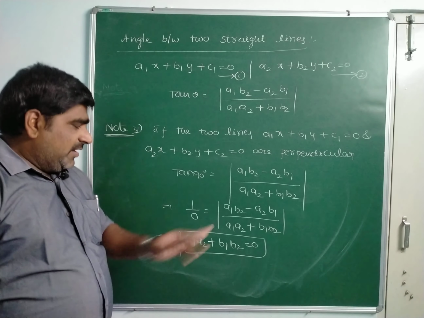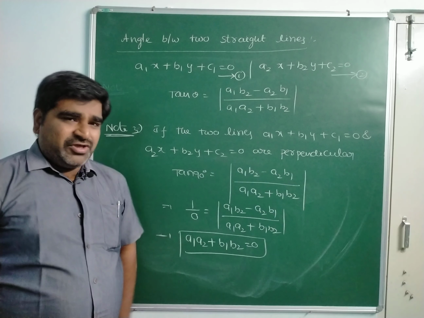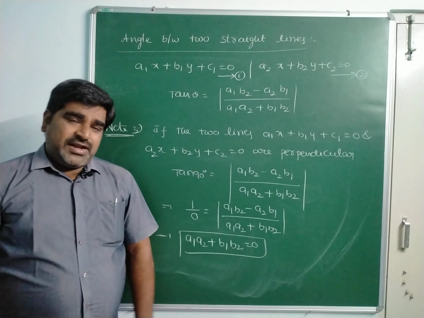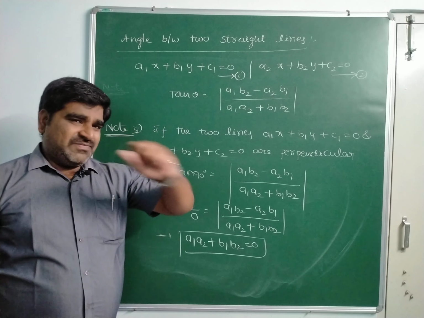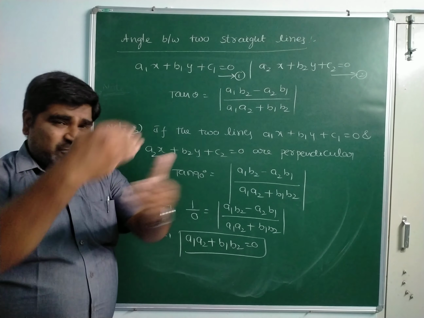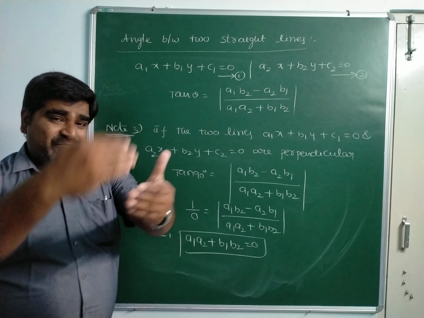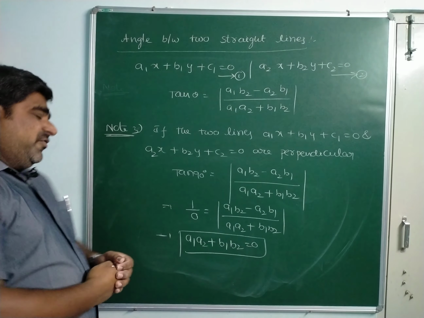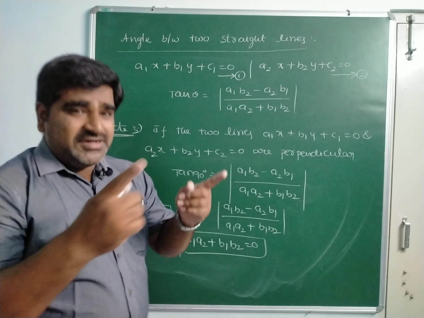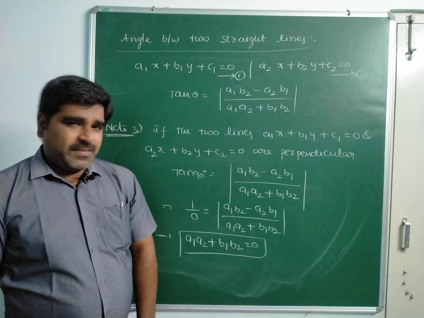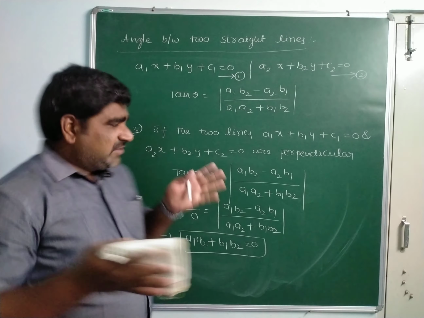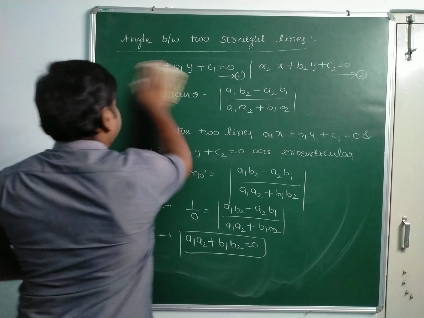If the two lines are parallel, the condition is a1 b2 minus a2 b1 equals 0. If the two lines are perpendicular, a1 a2 plus b1 b2 equals 0. Clear? Three conditions. If the two lines are parallel, the condition is a1 by a2 equal to b1 by b2. If the two lines are coincident, the condition is a1 by a2 equal to b1 by b2 equal to c1 by c2. If the two lines are perpendicular to each other, then a1 a2 plus b1 b2 is equal to 0. Clear? Achha. So now we are going to discuss just two examples based on this concept.